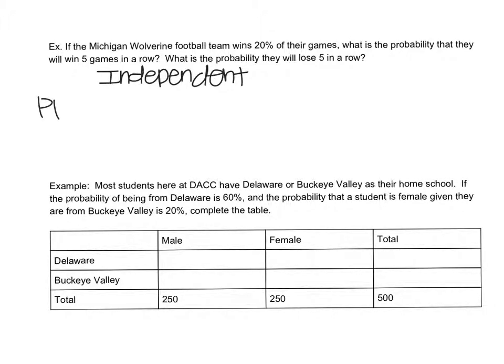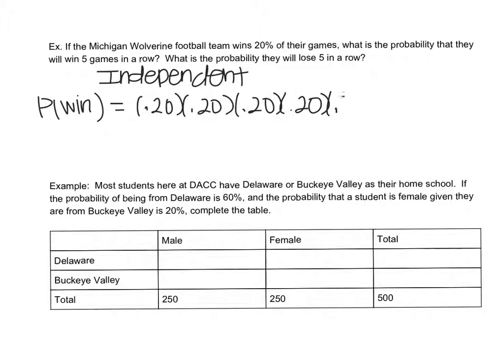So when we find the probability that they win 5 in a row, if they win 20% of the games, their probability stays the same. So that's 0.20 times 0.20 times 0.20 times 0.20 times 0.20. Because 20% as a decimal is 0.2. So I multiply 0.2 times itself 5 times, we get 0.00032, which is a percent of 0.032.